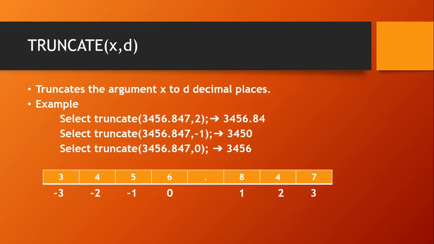Now, truncate of x comma d. This is the function which will truncate the argument x to d decimal places. Example, select truncate 3456.847, 2. That means your output requires 2 decimal places. But it is not like the round function. It will simply skip or remove the numbers. It will not check whether the number is greater than or equal to 5.